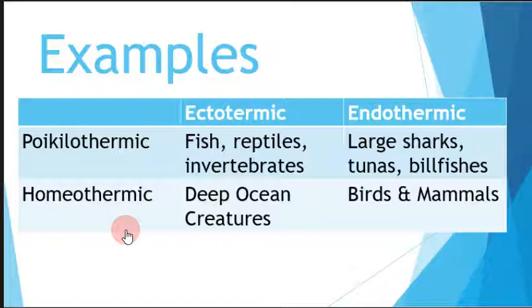All right, and our homeothermic, some deep ocean creatures will be ectothermic, and birds and mammals will be endothermic. Okay, so the homeothermic, it's doing something, right? Poikilothermic, it's doing something over here in the endothermic area. So you have a little chart to fill in. Is that what you're doing? Okay, good. That's just a breakdown of how we can categorize these creatures.